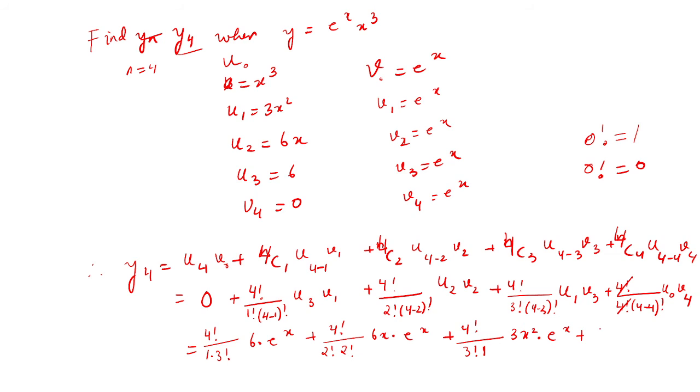Keep that in mind. So u0 is given as x cubed. We have v4 as e to the power x. For understanding purpose, write this, clear? Because 0 factorial is equal to 1. In the next slide, remember this is 4 factorial and 3 factorial.